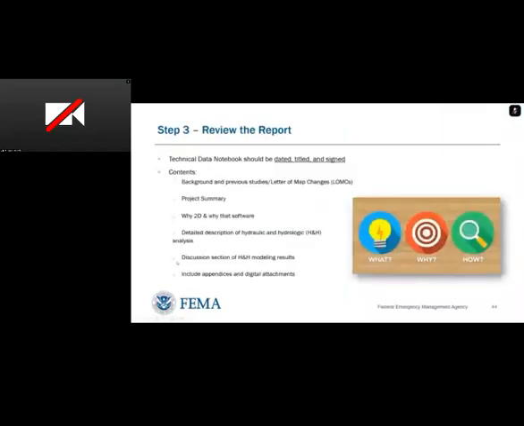And then step 3 is going to be reviewing that report. It really needs to be dated, titled, and signed by a professional engineer as well. And it really should include any project background, ongoing studies, why they're modeling the way they are and making the choices that they're making, as well as a discussion of their proposed results and outputs. So after reading a report, as the reviewer, you should be fully able to understand the what, why, and how of the choices they're making.